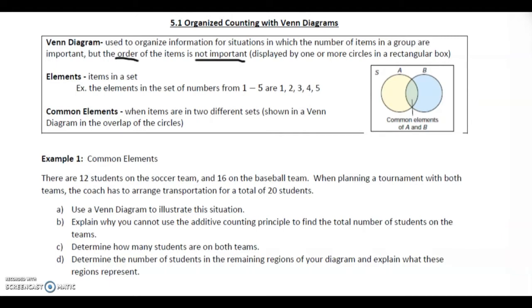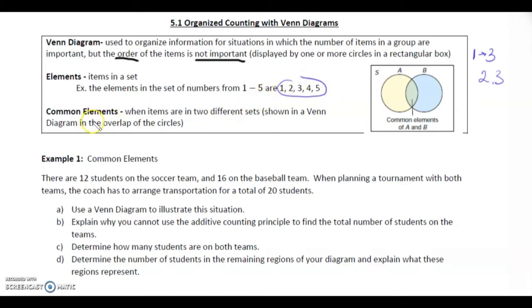They are displayed by one or more circles in a rectangular box. For the scope of this course, it's going to be 1 to 3 circles, usually only 2 or 3. When I talk about elements, all that means is the items in the set. For example, the elements in this set of numbers from 1 to 5 are 1, 2, 3, 4, and 5. Those are all the elements.